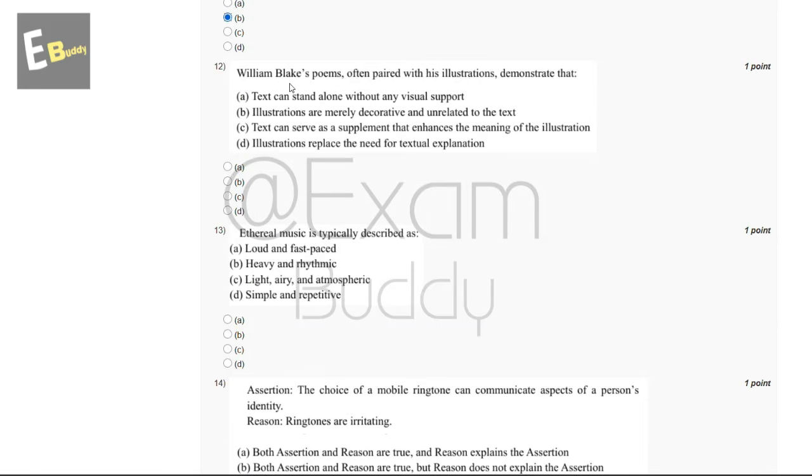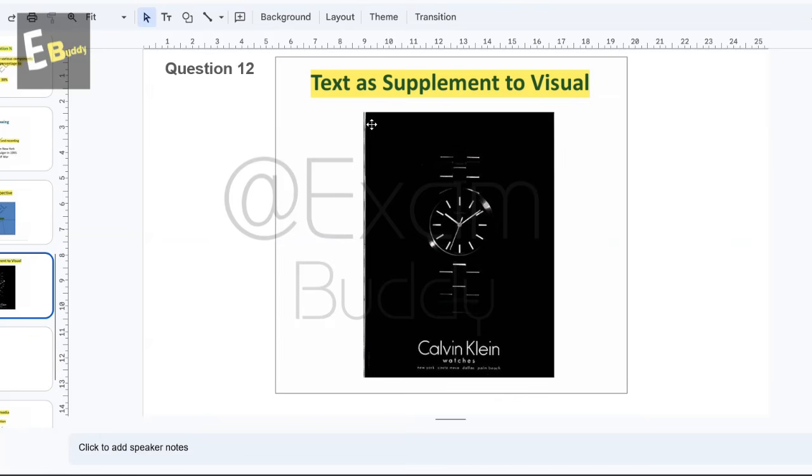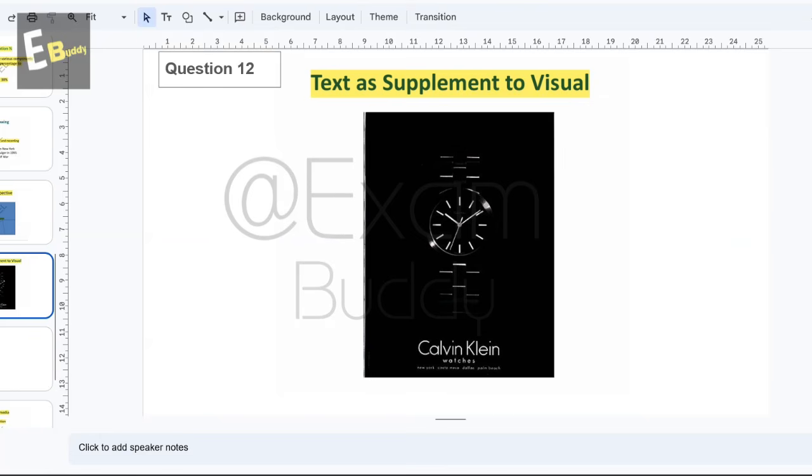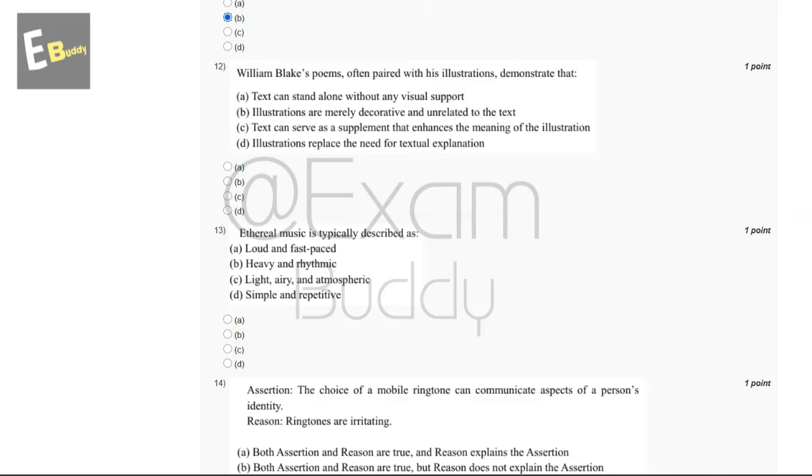William Blake's poem, often paired with his illustration, demonstrates that. So these are the options, and now let's check the explanation. So explanation says text as supplement to visual. So the answer for our 12th question is C. Text can serve as a supplement that enhances the meaning of the illustration. And now let's go to our question number 13.